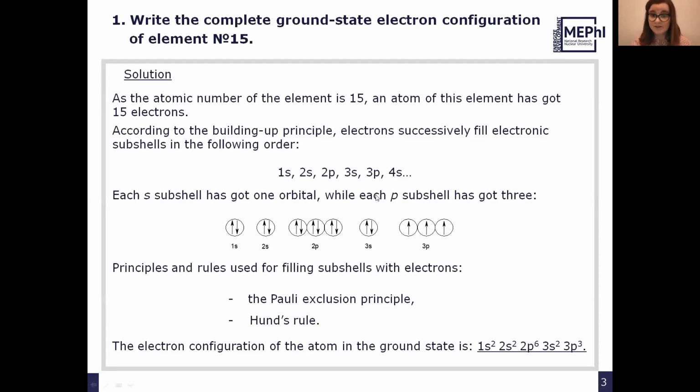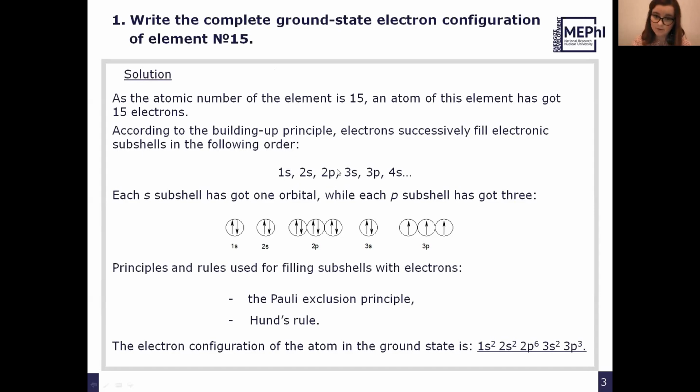In the first one, one has to write the complete ground state electron configuration of element number 15. How do we do that? As the atomic number of the element is 15, it's obvious that this atom has 15 electrons. Now we have to put these electrons into the electronic subshells of the atom.